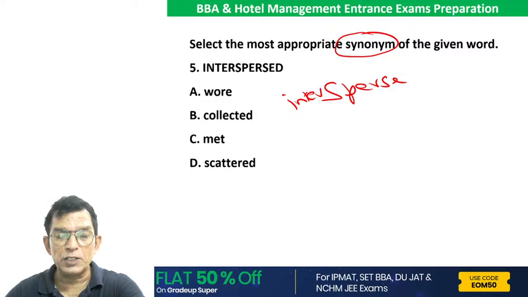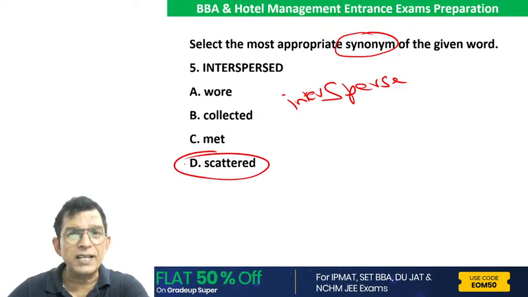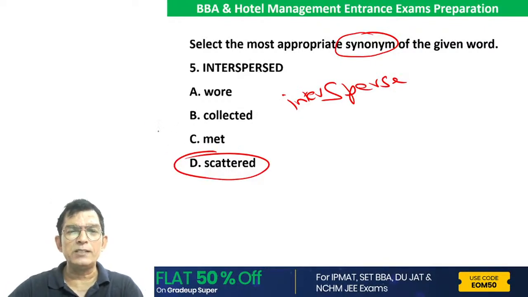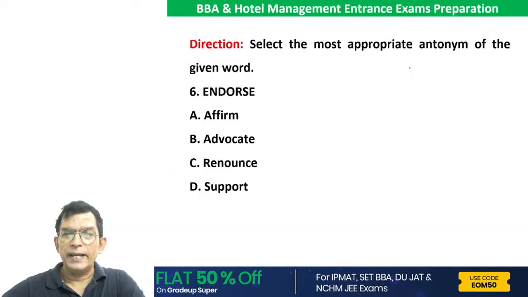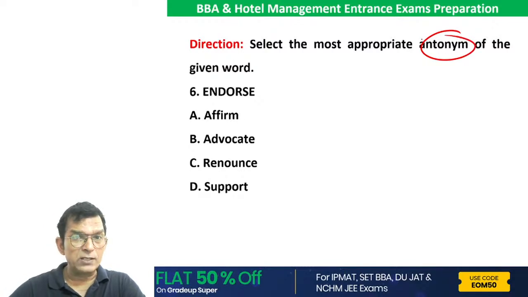It's D. Interspersed is spread, to scatter. It was so easy. I thought you would be able to do it. D. Okay. Now again, let's give the antonym. There was one synonym and again we are coming to the antonym.